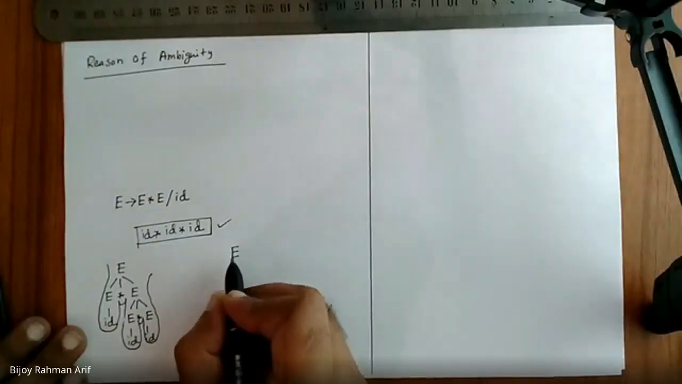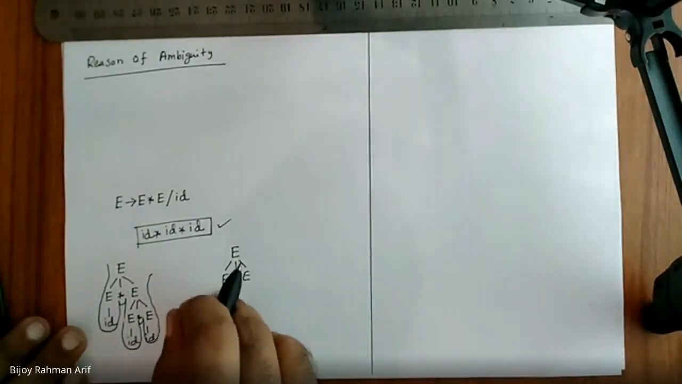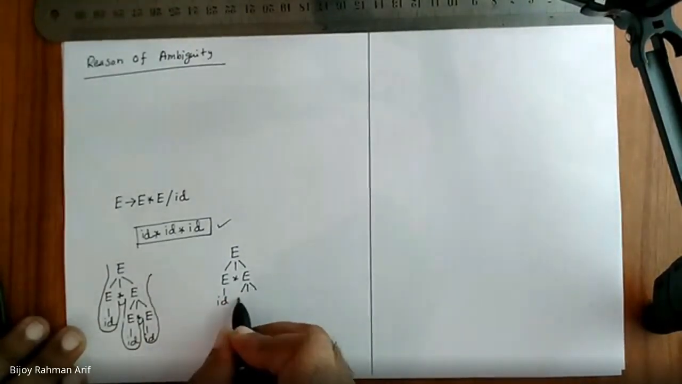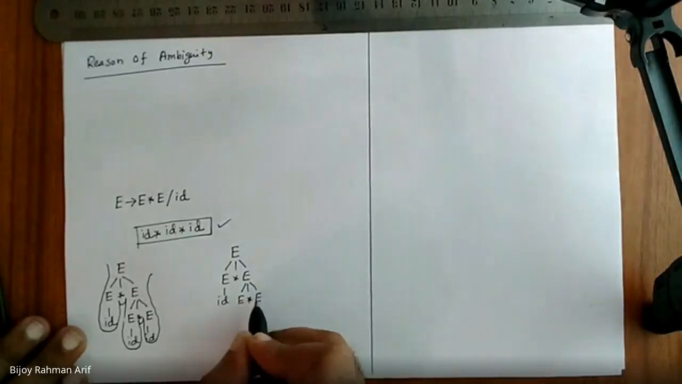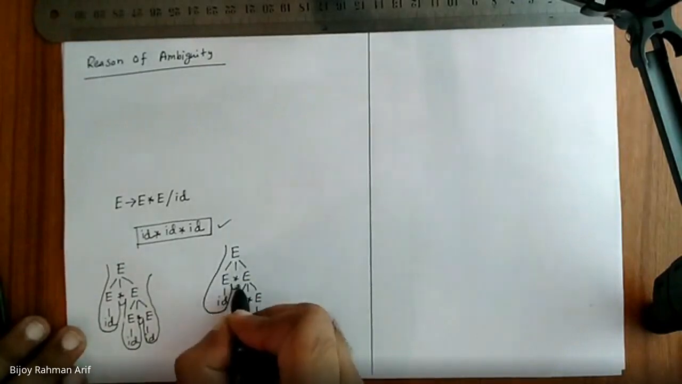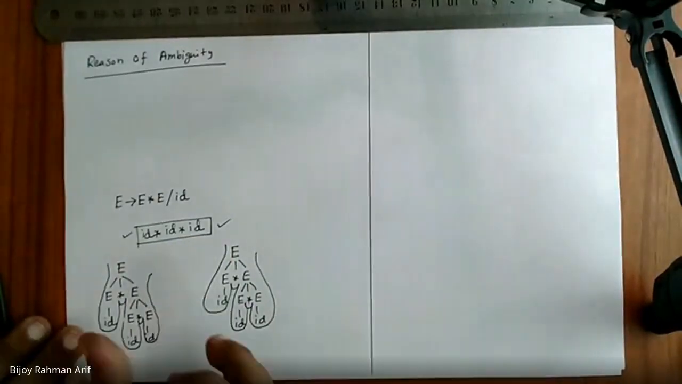Now let's take this. E derives E star E. Instead of replacing this E with E star E, let's replace this with ID. Now replace this one with E star E. Now put here ID, put here ID. What is the yield? ID star ID star ID. Same yield. Am I right? Are they different parse trees?